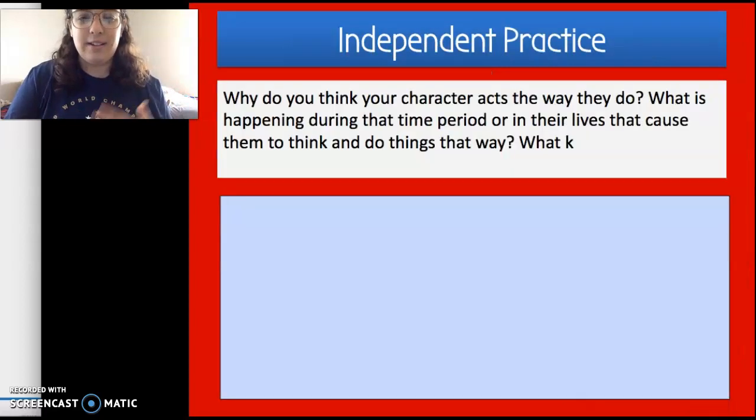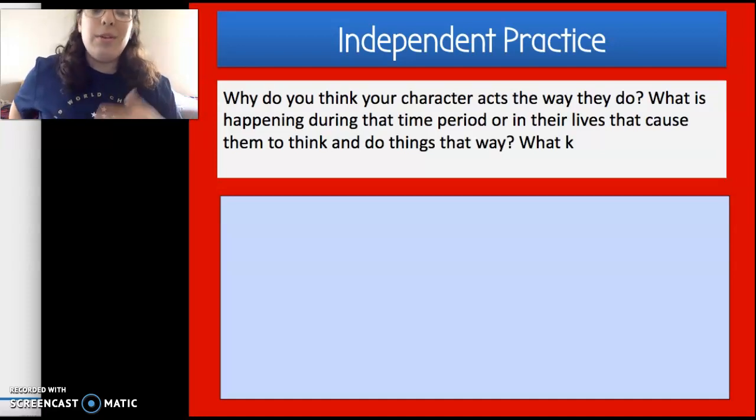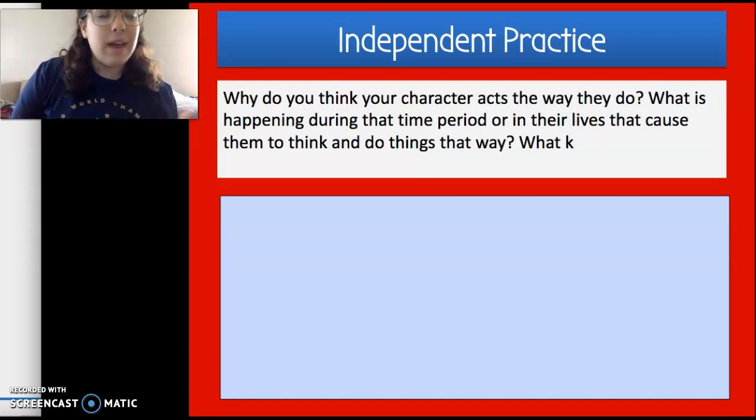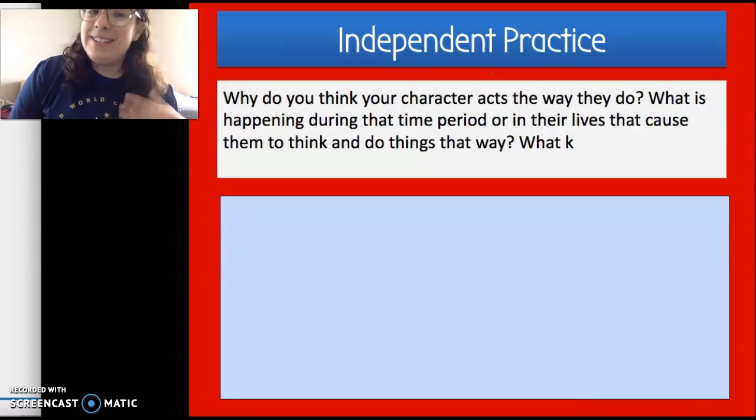So on this next slide, and the last slide, you're going to think about why your character acts the way they do, what's happening around them. So you can think about it in terms of history, you can think about it in terms of their family. What in their lives is causing them to think and do things that way? What do you know about your character and about the story that's impacting their decisions? So write it on this last slide.